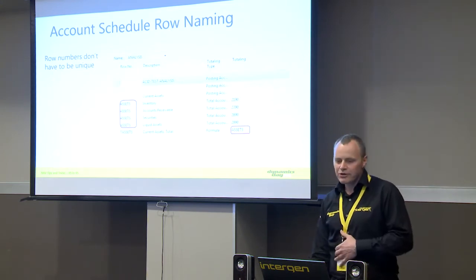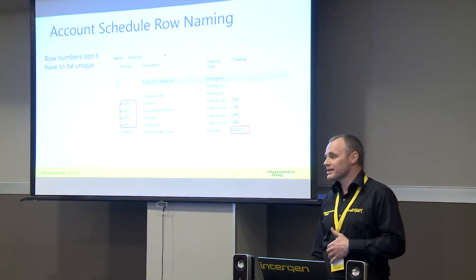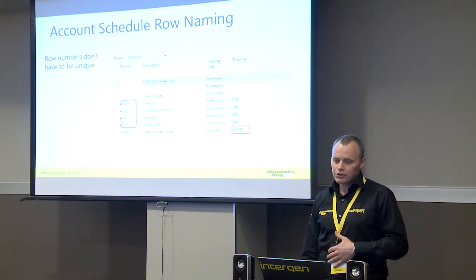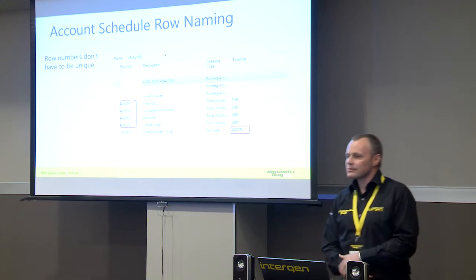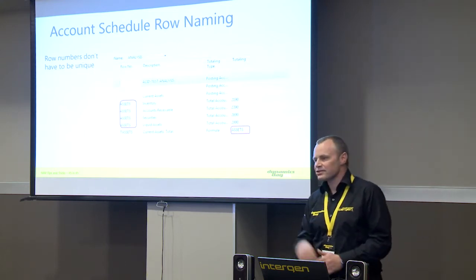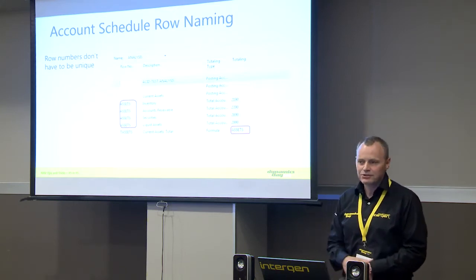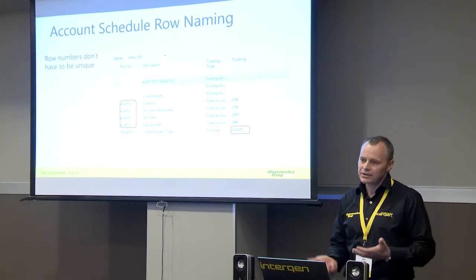Account schedule row naming. So I saw this at a client and I thought, oh, that's a good idea. Your row numbers don't have to be unique. So, in an account schedule, you might have R1, R2 for your rows, and then you've got a subtotal R1 to R3, something like that.